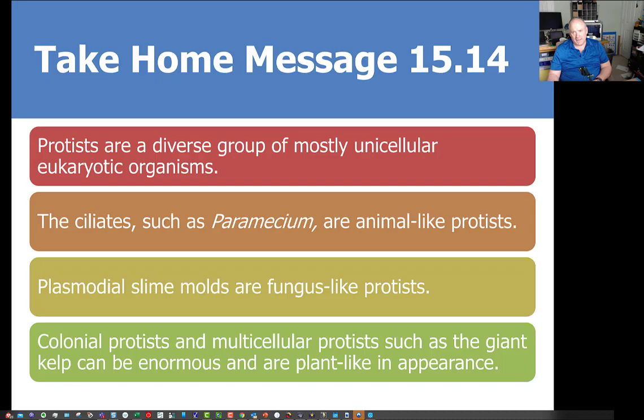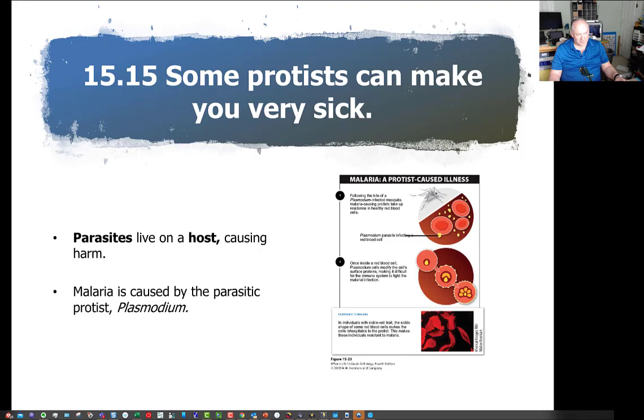So protists are a diverse group of unicellular eukaryotic organisms. Ciliates, the ones that have the hairs around them, like paramecium, are animal-like protists. Slime molds are fungal-like organisms. Colony-forming, multicellular protists, like giant kelp, can be enormous, with a plant-like appearance. Some protists can make you very sick, like Plasmodium vivax, which affects your blood and causes red blood cells to crenate. Infectious diseases like that have to be treated with the chemical they're talking about now for the virus, which actually treats malaria caused by Plasmodium vivax.